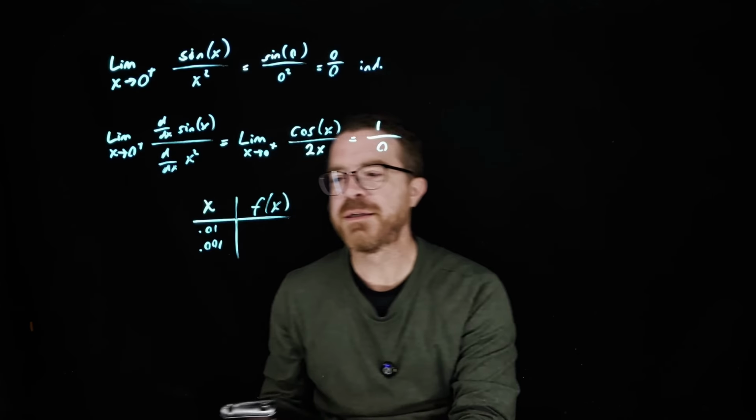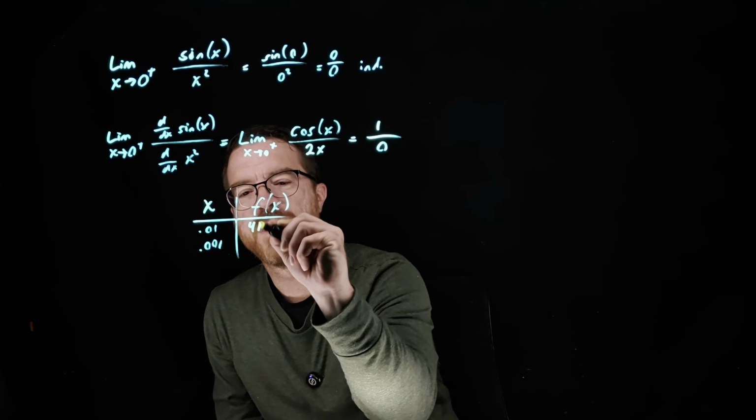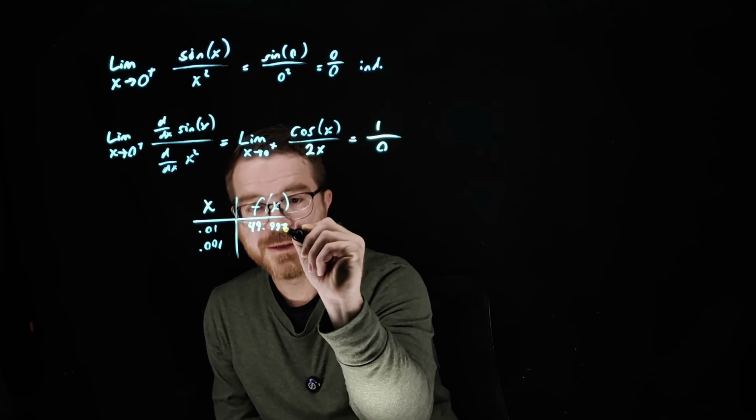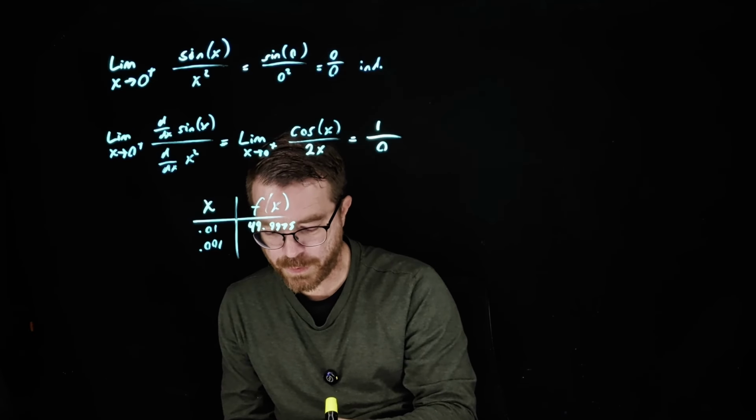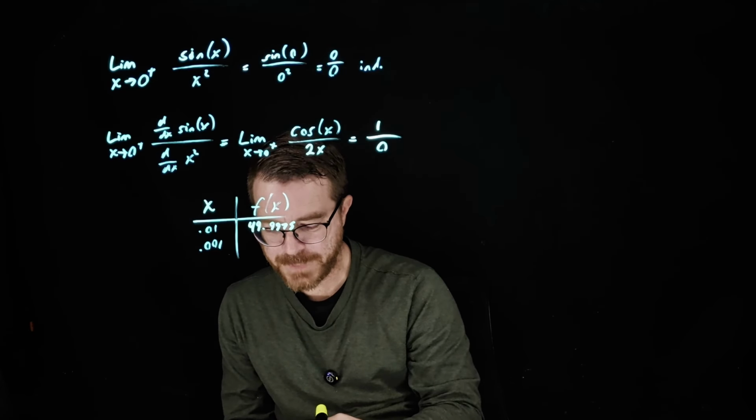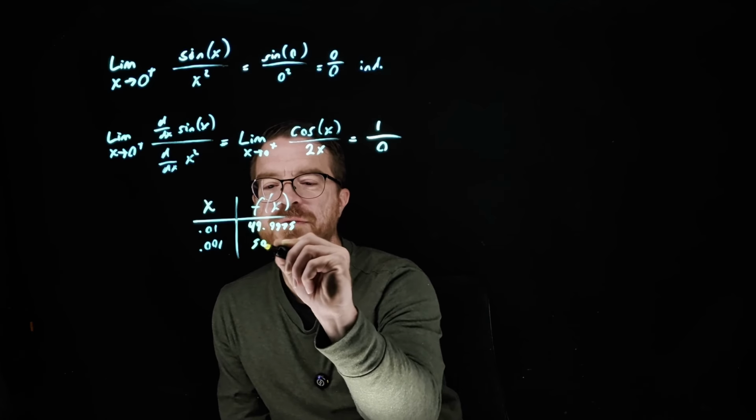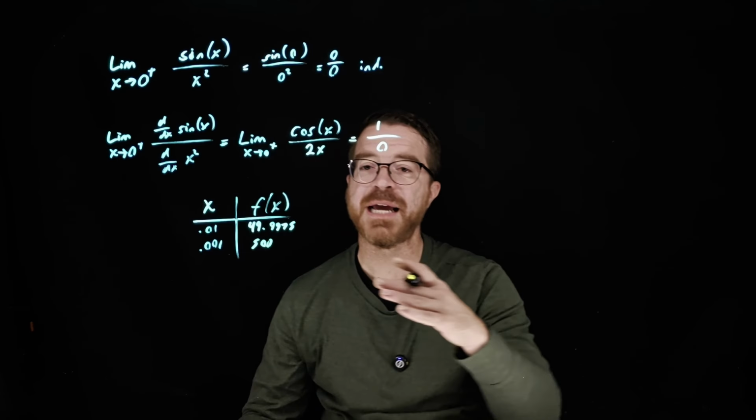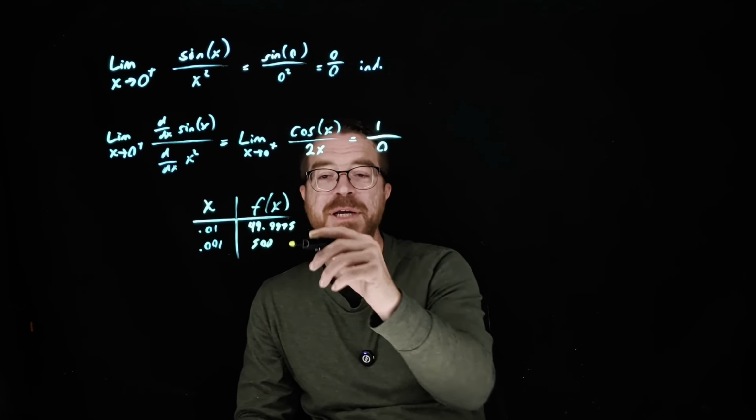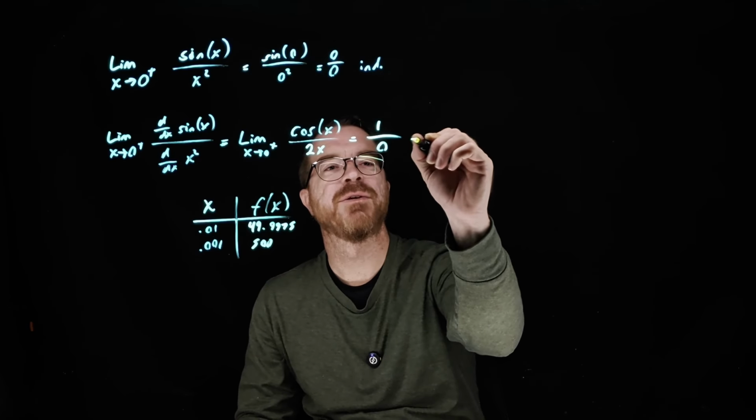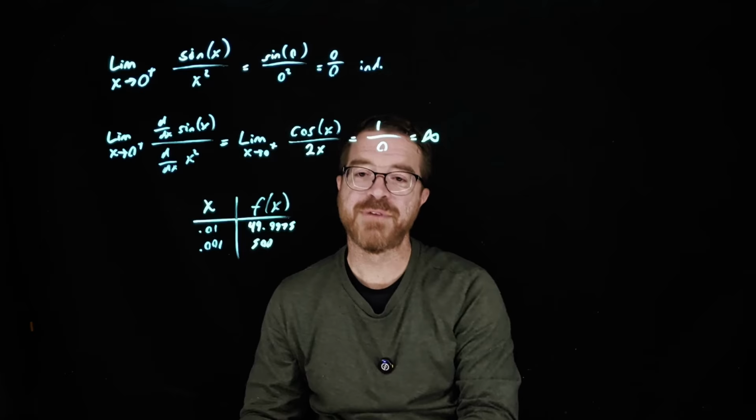And I'm going to get 49.9975, and then I'm going to do the same thing. I'm going to plug in 0.001, and I'm going to get that this is equal to 500. So what's happening as I get closer and closer and closer to 0 is that I'm getting bigger and bigger in the positive infinity direction. So this is going to be infinity.